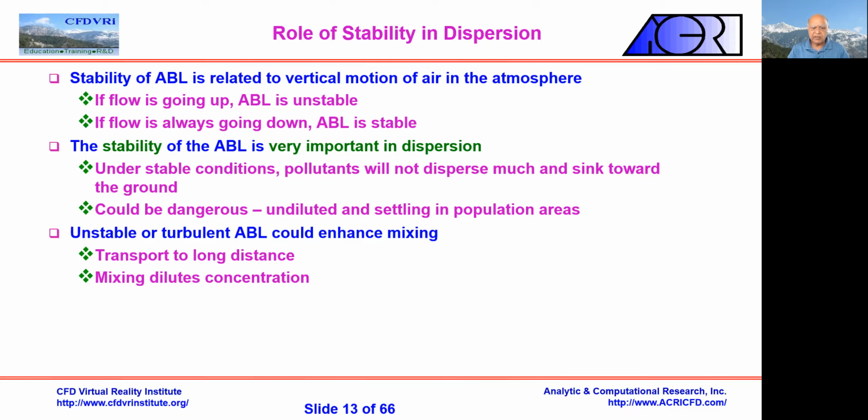So the ABL, when it becomes highly turbulent or unstable, then of course it enhances mixing, and the mixing dilutes the concentration, which is good, but also the transport can be to longer distances when that happens.